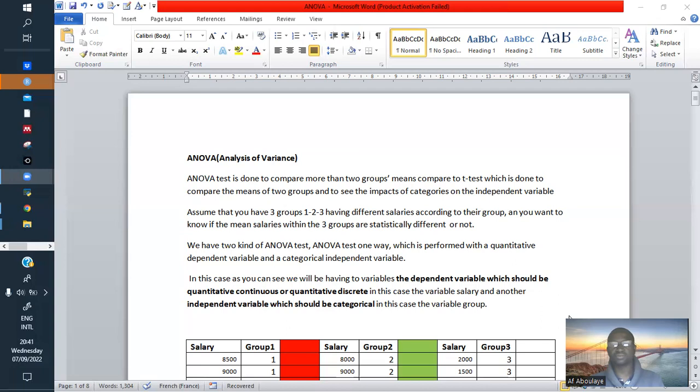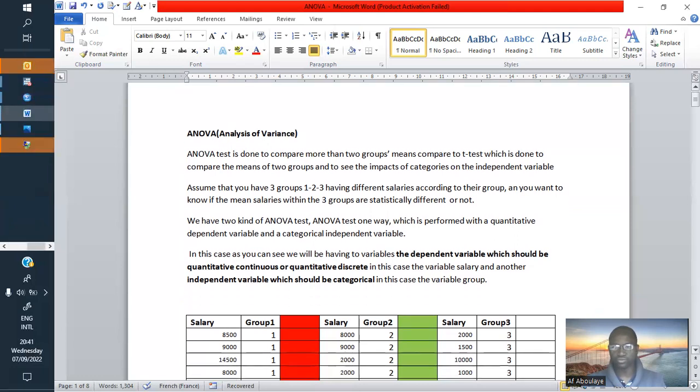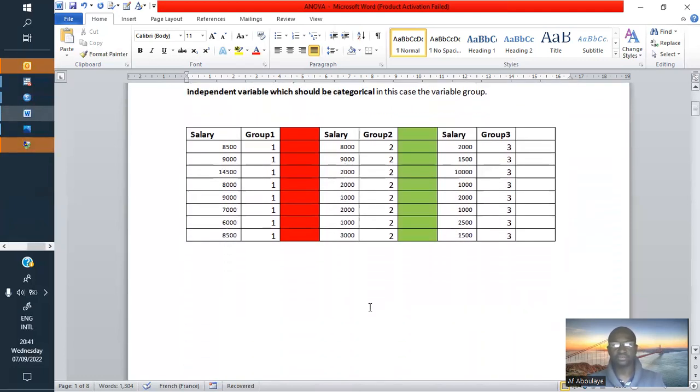What's the difference between them, ANOVA one-way and ANOVA two-way? The difference is just the number of categorical variables we have. For one-way ANOVA, we have only one categorical variable, and for two-way ANOVA, we have two categorical variables. The dependent variable when we are running ANOVA should be a quantitative one. The independent variable should be categorical in the case of one-way, and two categorical variables in the case of two-way ANOVA. The first example we are going to talk about is one-way ANOVA.